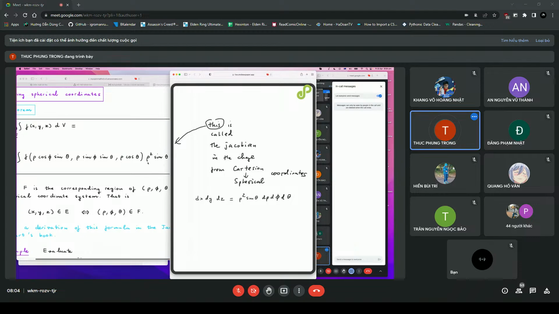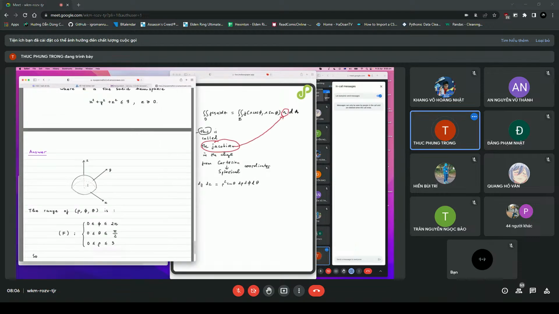Now you can see that this is a spherical domain, so the best way to get the answer is to apply this formula. The only thing we need to know in order to get the answer is the domain F. The domain F is the domain we have for rho, phi, and theta, which are spherical coordinates. So this is the range we have, and I hope you know why we had this.